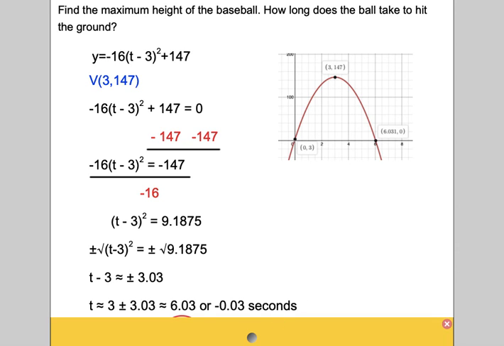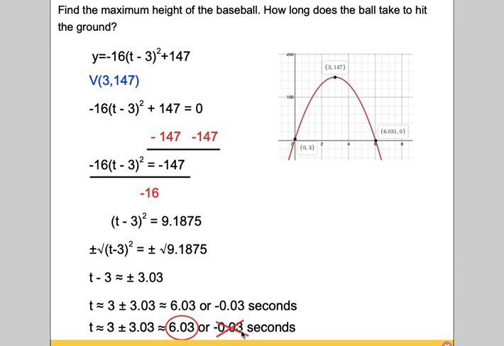Okay, so now let's think about it. They want to know when it hits the ground, so they don't want the value on the left. They only want the value on the right. So that is why I nixed the negative 0.03, or about 0, because 6.03 would be the only logical answer here.